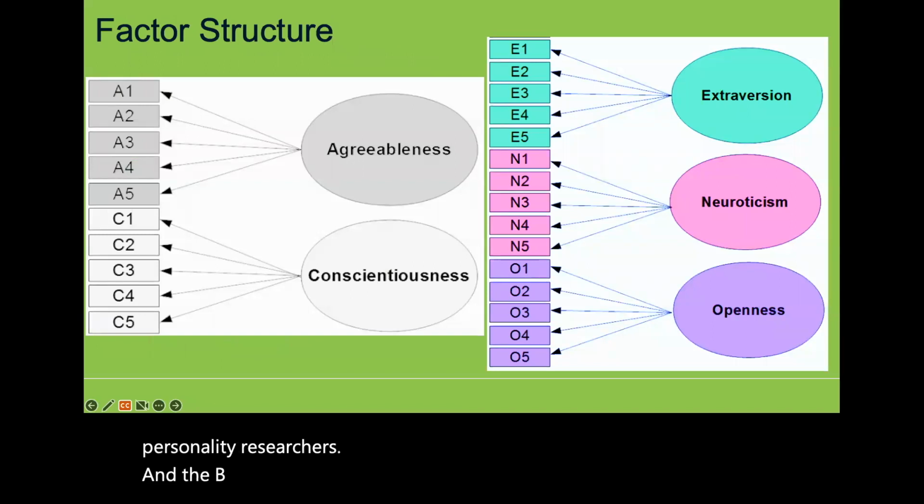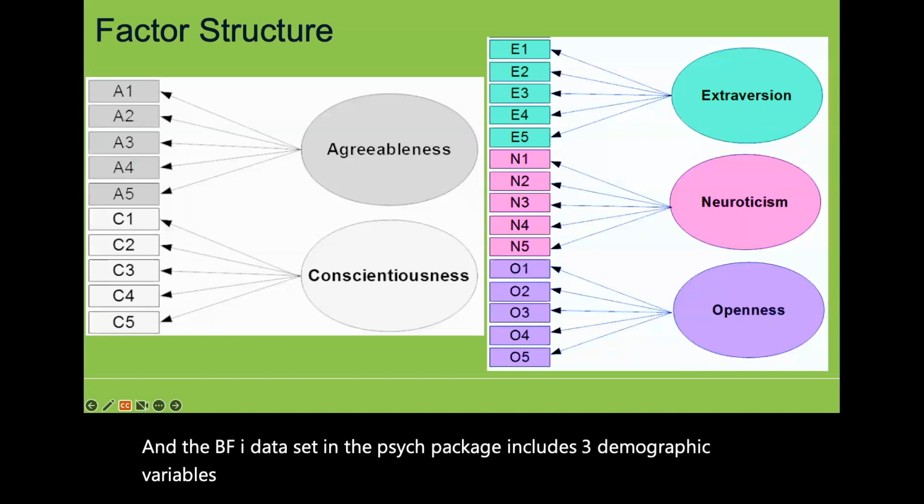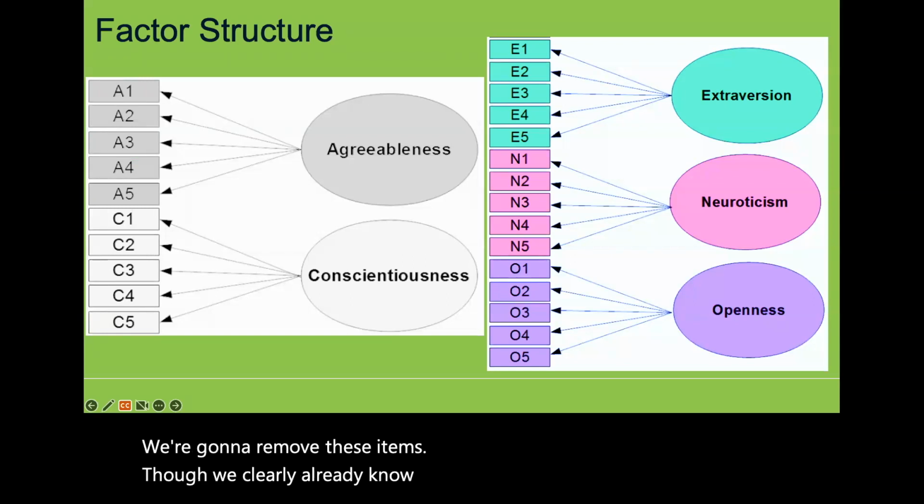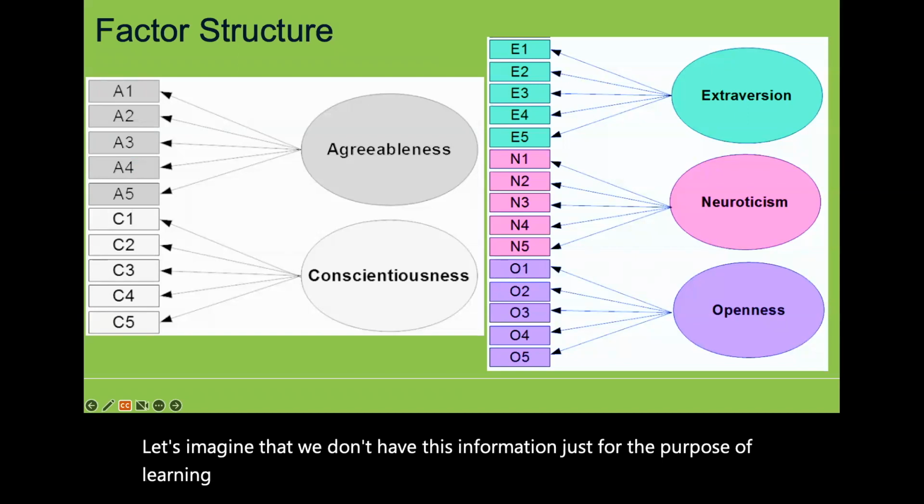And the BFI data set in the psych package includes 3 demographic variables. Since your analyses only work with item response data, again, we're going to remove these. Though we clearly already know the scientific theory behind this measure and the data set, let's imagine that we don't have this information, just for the purpose of learning how to run an exploratory factor analysis with multiple dimensions.